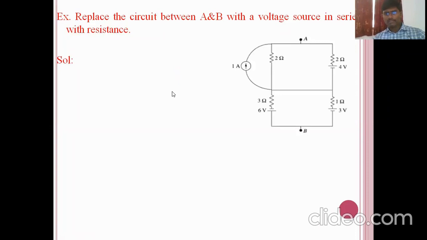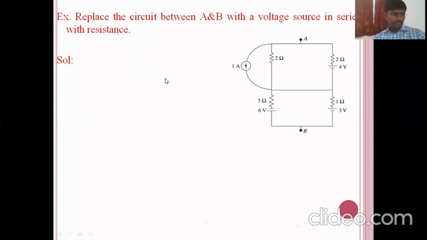Replace the circuit between A and B, the voltage source in series with resistance. See here, this is the given circuit. He asked us to replace the circuit between A and B with a voltage source in series with resistance.